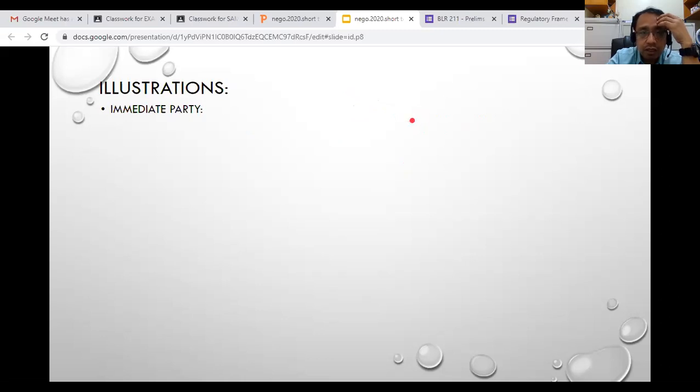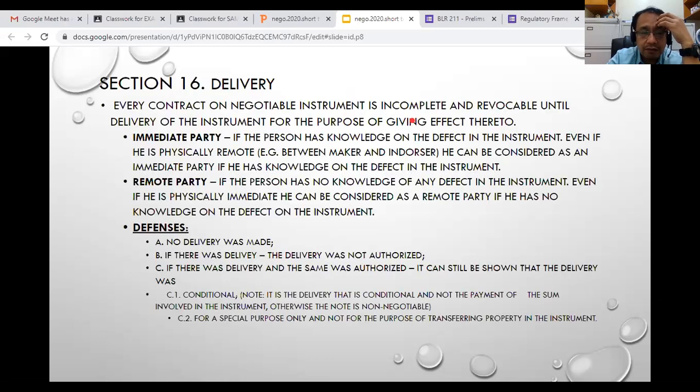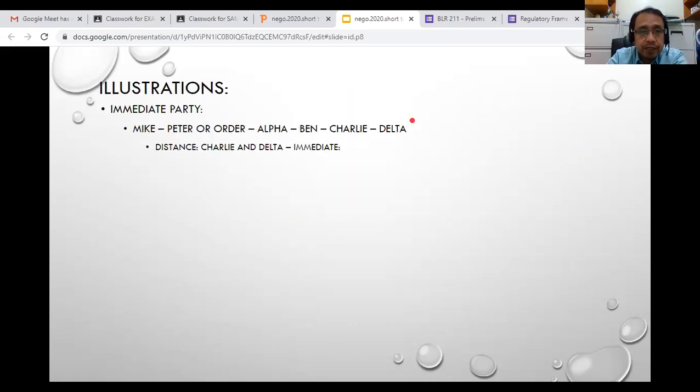Okay? So, ganun po yun ha. Kung may alam ka sa defect, immediate party ka. Kung wala kang alam sa defect, then you are considered a remote party. Okay? So, distance, Charlie and Delta, they are immediate, but Section 16 yan. Privity, not proximity or distance.